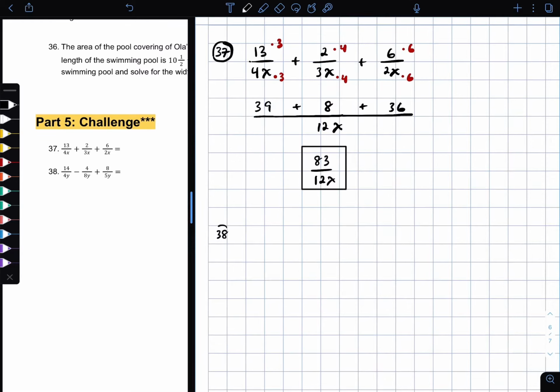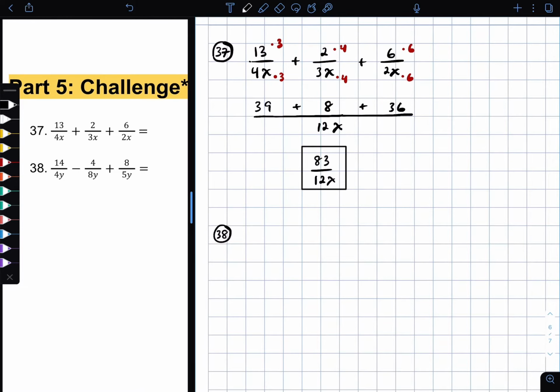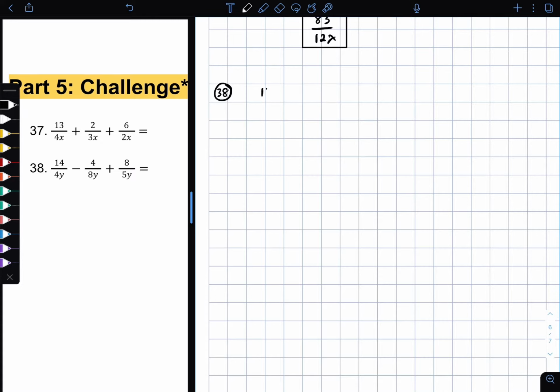All right, for 38, let's see, we have 14 over 4y, minus 4 over 8y, and then plus 8 over 5y.